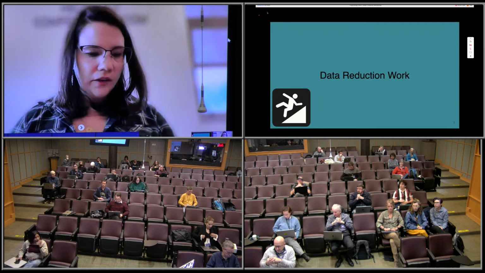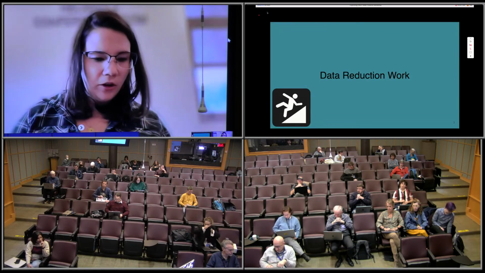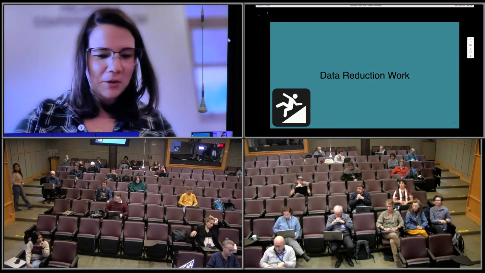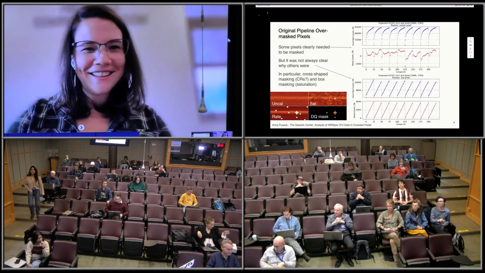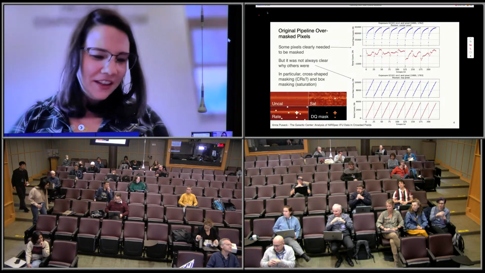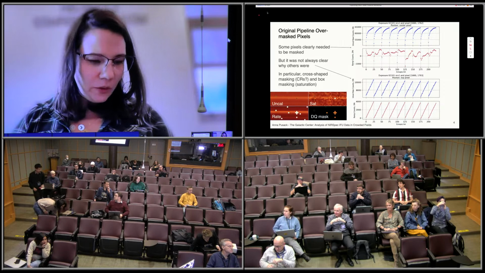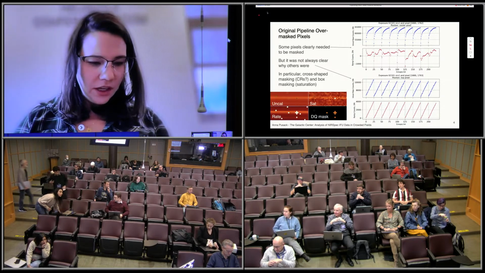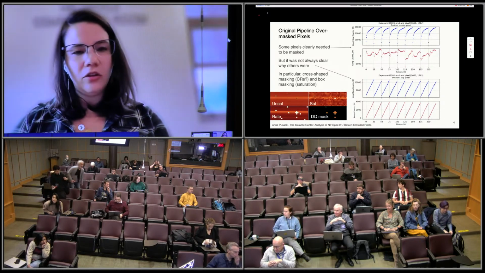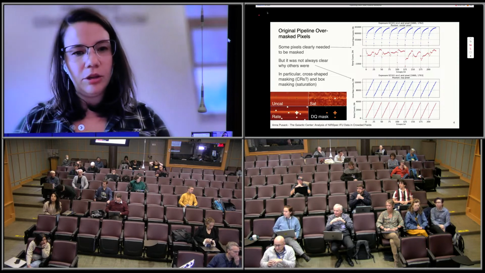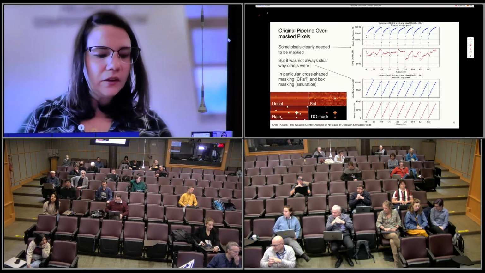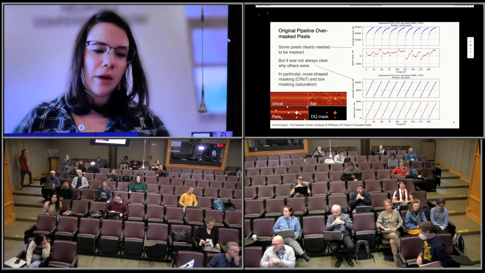So the first part is this data reduction work, and here's a little cartoon of my attempts to work with the up the ramp data. Just kidding. So this is an example of some of the first data we reduced. When first reducing the data, we noticed there were certain patterns, including 3x3 boxes and 3x3 crosses that were masked, but that we weren't convinced needed to be masked.